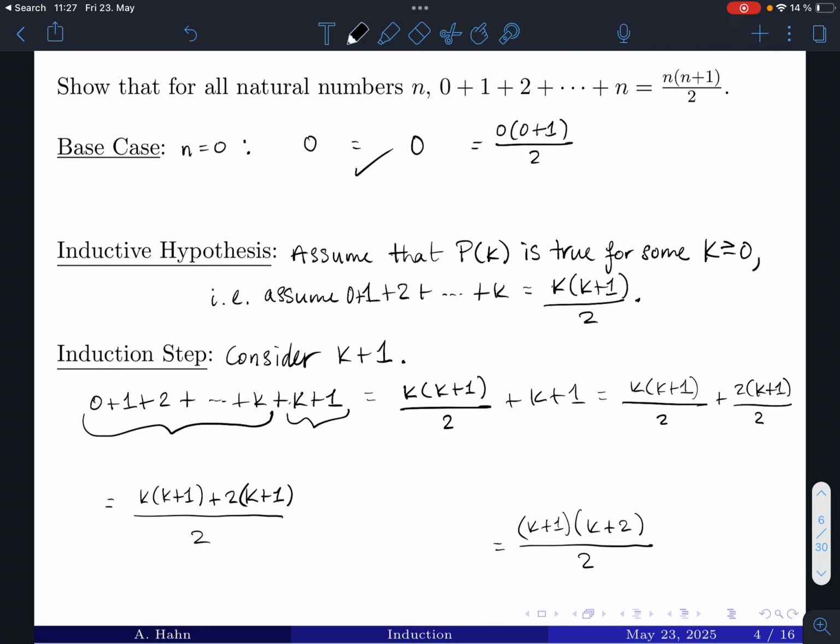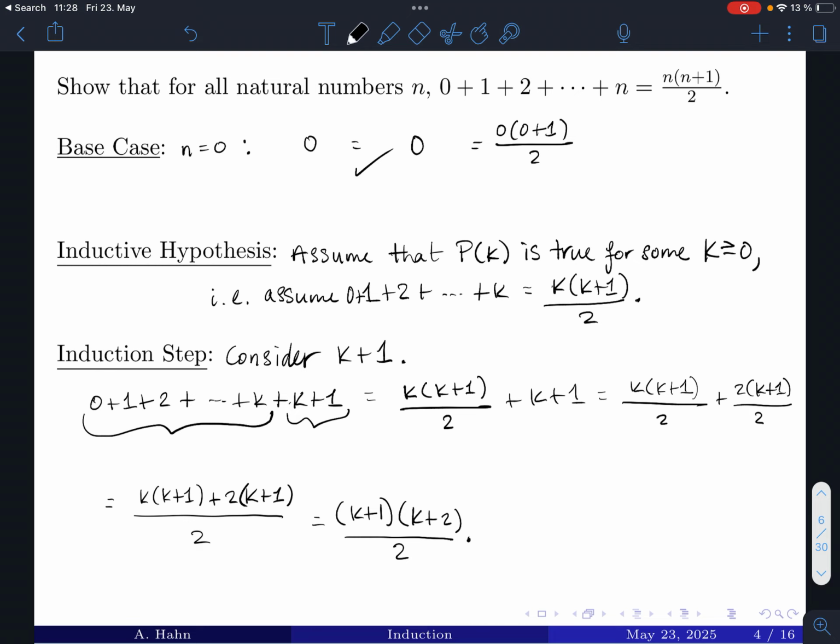Great. Now let's factor out the k plus 1 because it's in both terms of our numerator. When we factor it out, we get k plus 1, and what we're left over with is the k plus 2. So this is going to be k plus 1 times k plus 2 divided by 2. And that's where we wanted to end up. So nice, we can get rid of this. That's exactly where we wanted to end up. So now we're basically done.